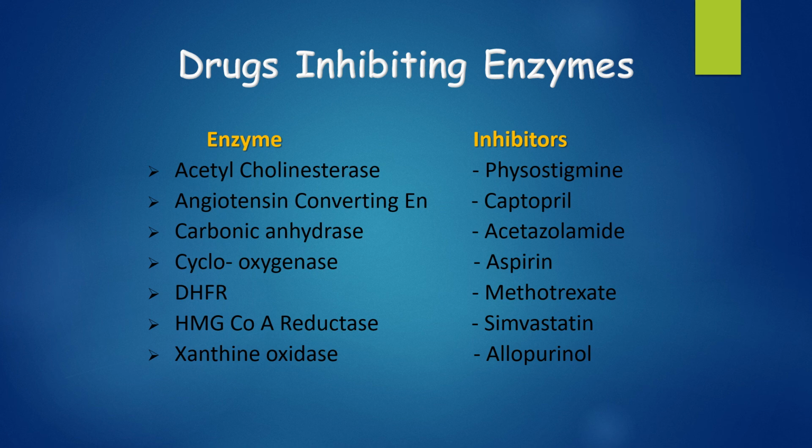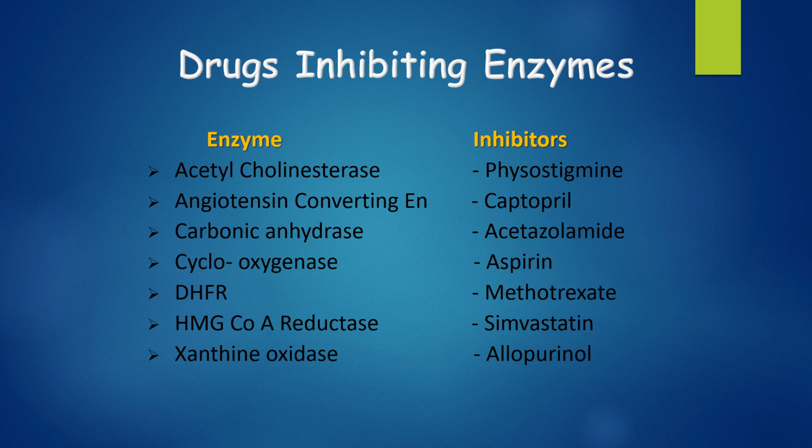The enzyme acetylcholinesterase is inhibited by physostigmine. Then angiotensin converting enzyme is inhibited by drugs like captopril, which is used as an antihypertensive drug. Carbonic anhydrase is inhibited by acetazolamide, used as a diuretic. Cyclooxygenase, the principal pathway seen in our pain mechanisms, is inhibited by aspirin.